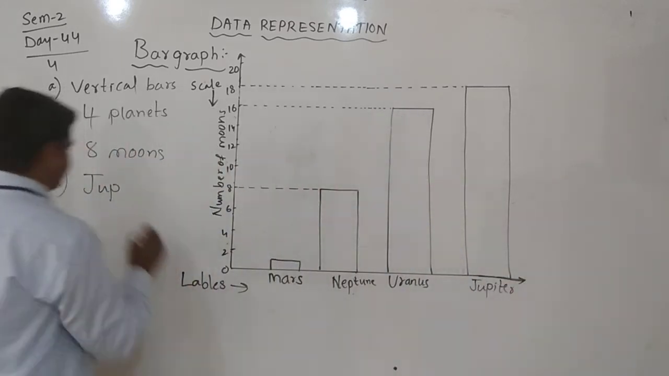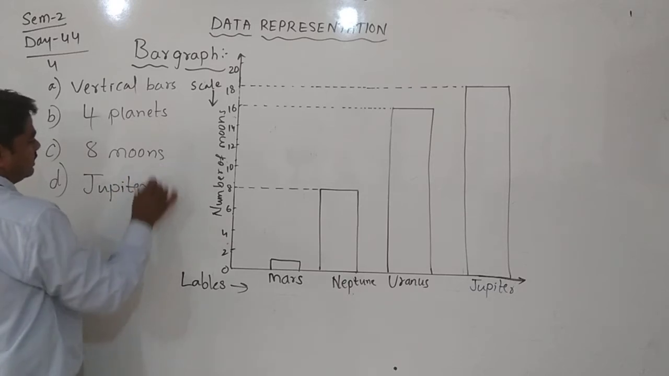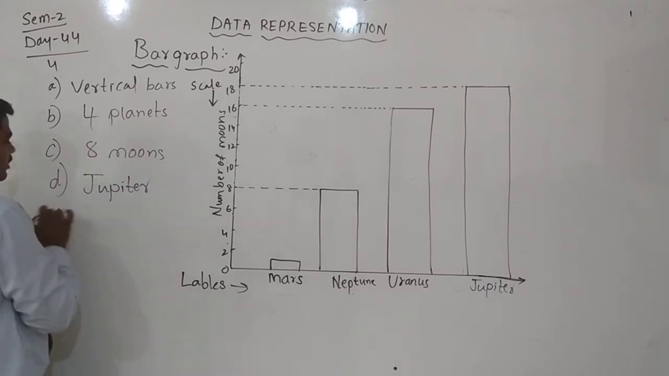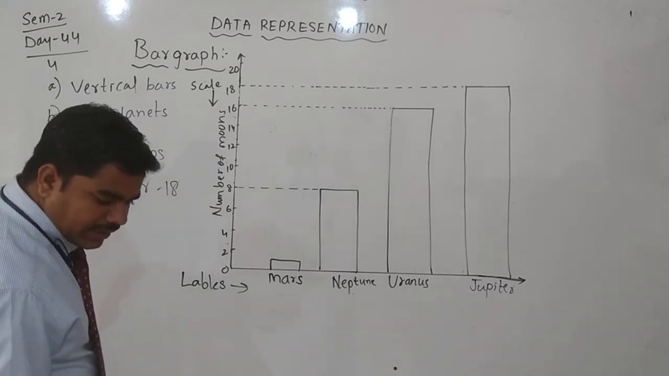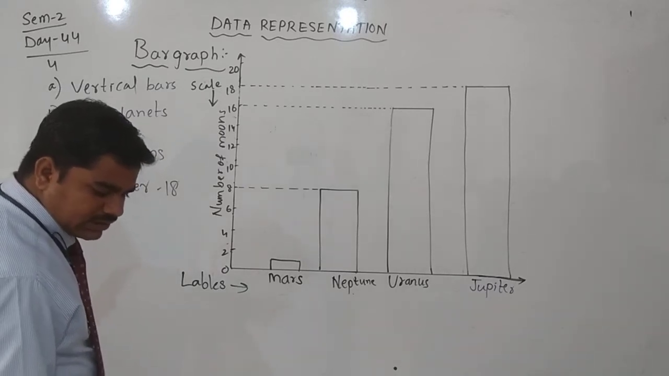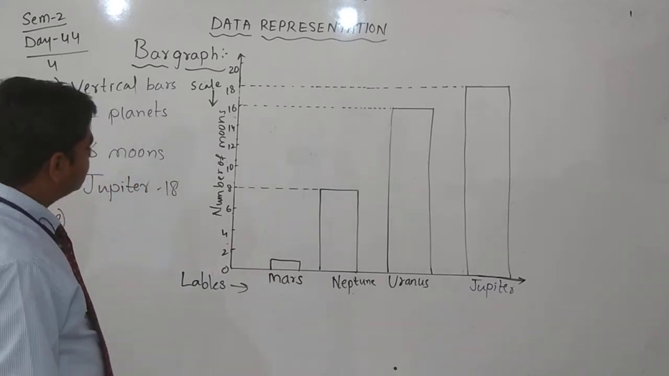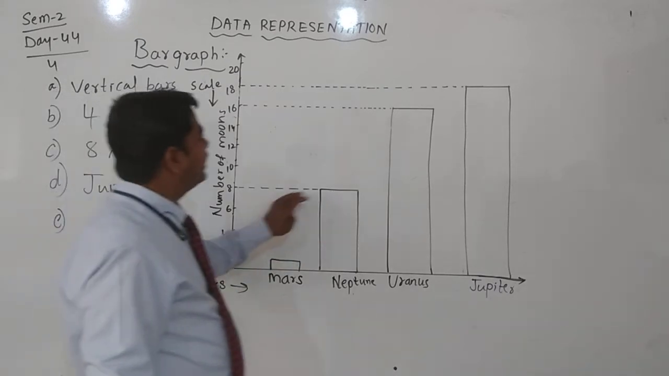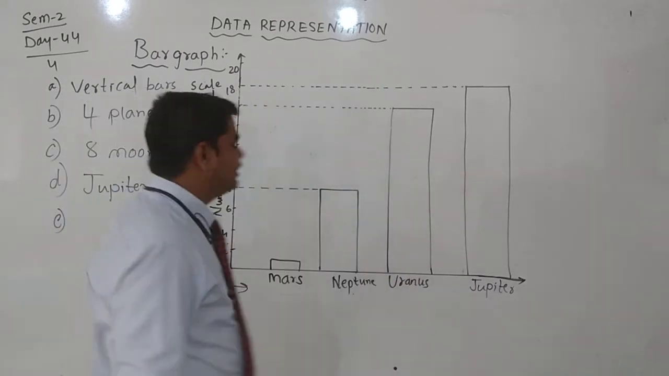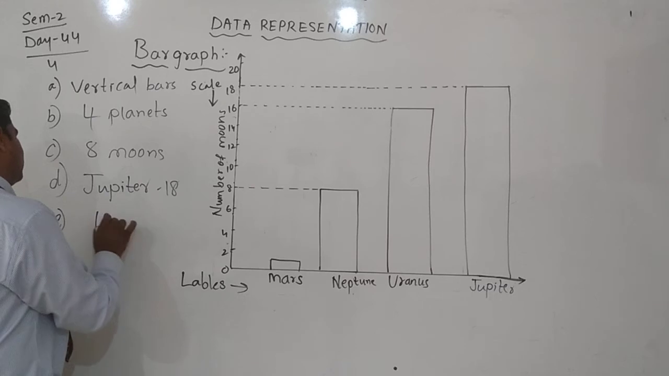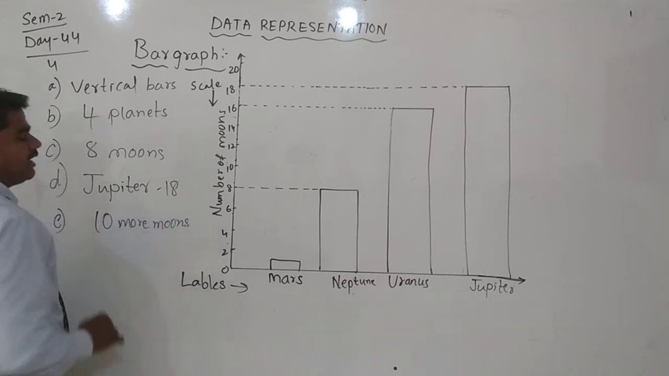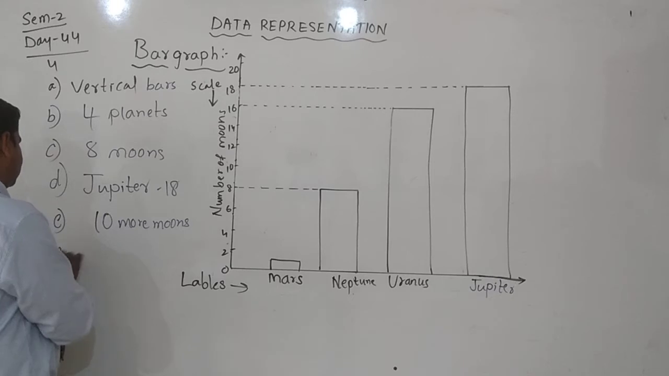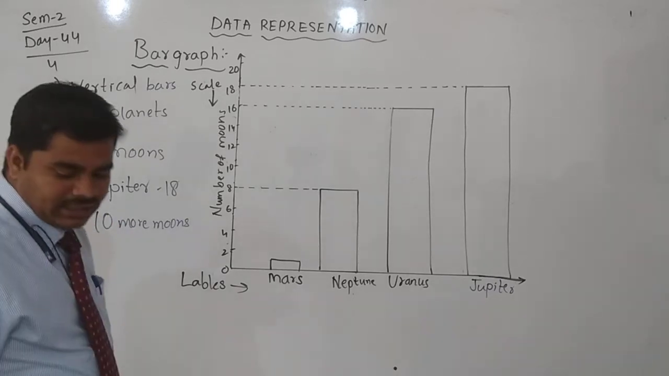Jupiter, how many moons does it have? 18 moons. Write 18 here. Next, how many more moons does Jupiter have than Neptune? Neptune has only 8, but Jupiter has 18. Then 10 more moons. 18 minus 8, so Jupiter has 10 more moons.